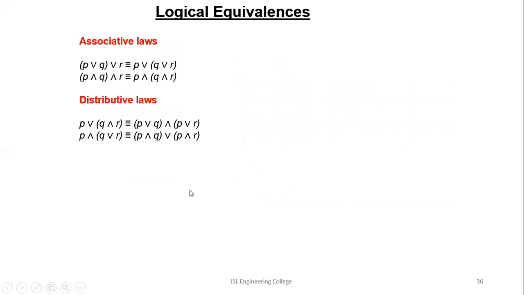The next logical equivalences are associative and distributive laws. The same way I have proved the earlier laws, you can prove the associative and distributive laws too.